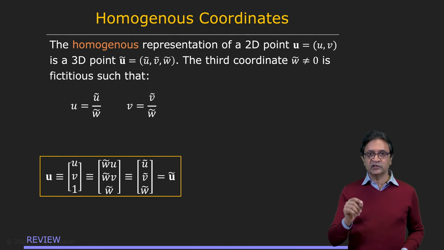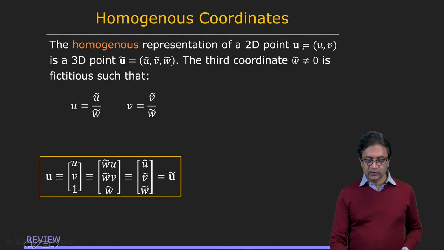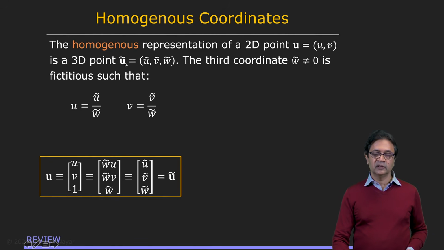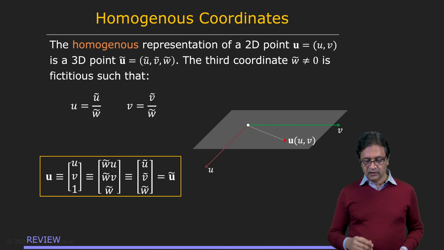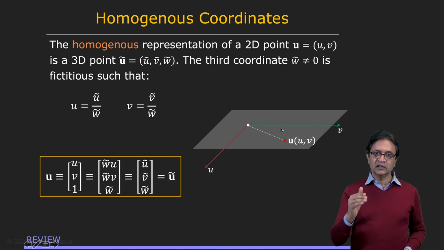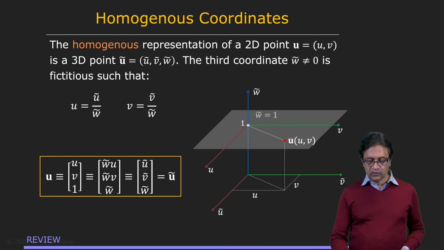So the homogeneous representation of a 2D point U, we know, is a 3D point U tilde, where the third coordinate, W tilde, is called fictitious. It is used for scaling or normalization purposes as follows. We also looked at a visual representation of this. We can imagine that the UV plane is this plane right here, and in relation to this plane, we can define a coordinate frame, U tilde, V tilde, W tilde, such that the UV plane lies at W tilde equal to 1.